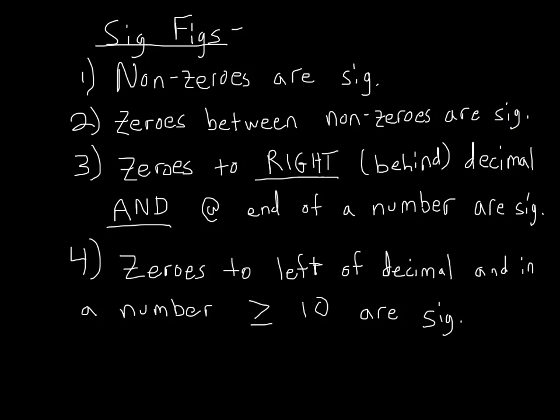If I have a number 101, my 1 is significant because it's non-zero. My 0, this is a 0, but it's between 2 non-zeros, between these 2 ones. It's significant. So in this number 101, I have 3 significant figures.